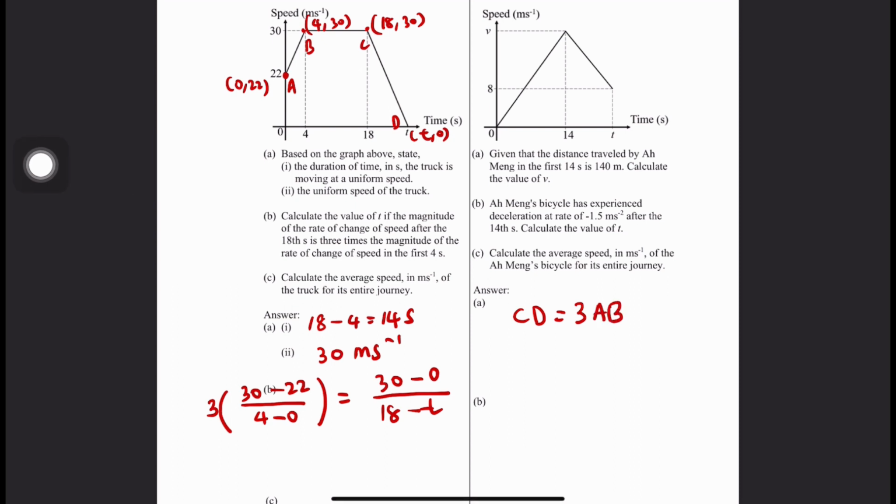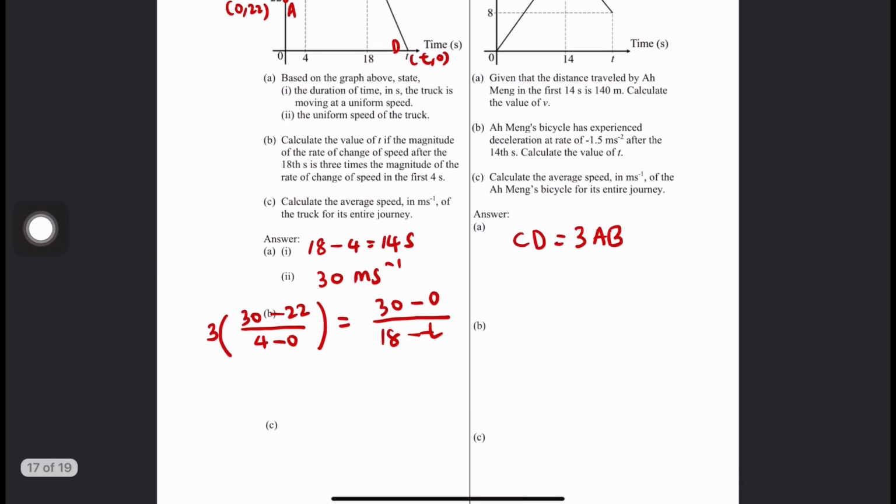Okay, boleh ulang balik. Dia kata the 18 second is 3 times the magnitude of the rate of change of speed in the first 4 second. AB lah. So sini kita boleh buat CD is equals to 3AB. So sinilah ni 3AB sama dengan CD. Okay, boleh. Okay, so kita kira lah. So 3 times 30 minus 22, so kita akan dapat 8 over 4 is equals to negative 30 divided by 18 minus t.